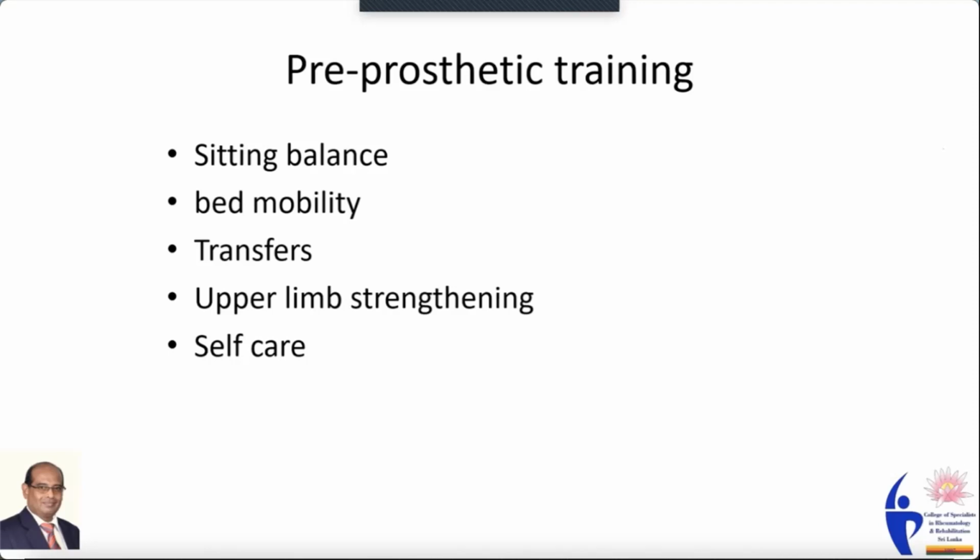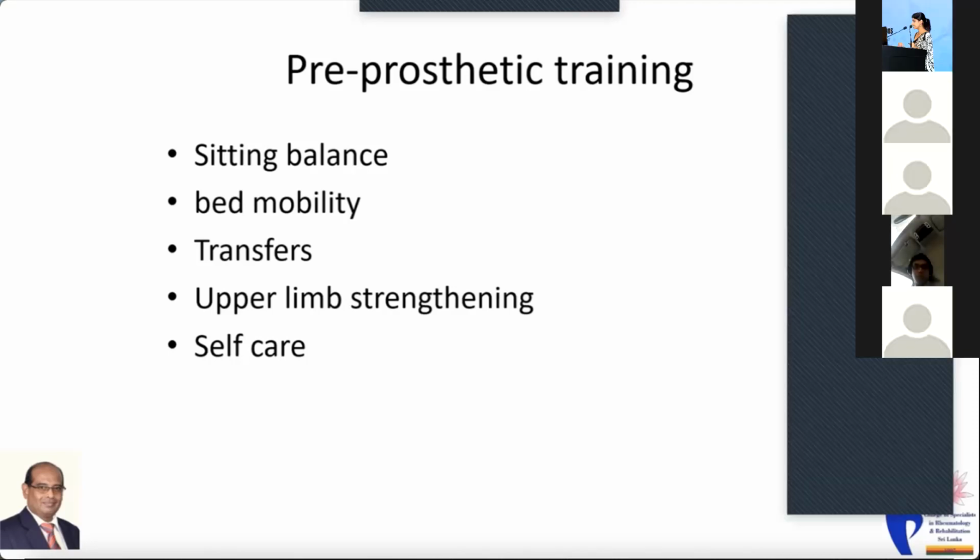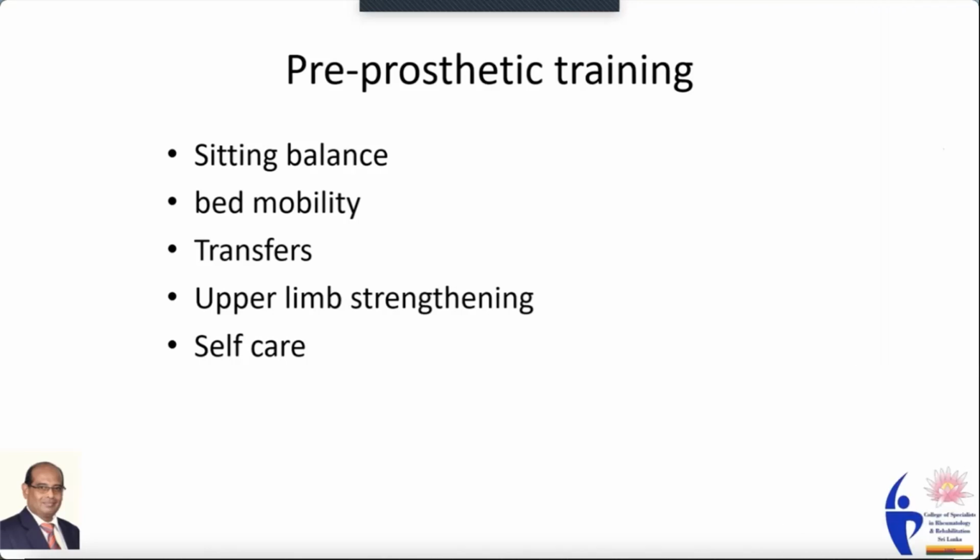Upper limb strengthening is very important because most of the time they will need a walking aid, or even they need to be trained for crutch walking, as they may not be wearing the prosthesis always. Like if in the middle of the night they want to go to a toilet, there may not be enough time for them to put on the prosthesis and go. Hence, throughout life they should have the skill of walking with crutches, and the self-care of the prosthesis needs to be taught.